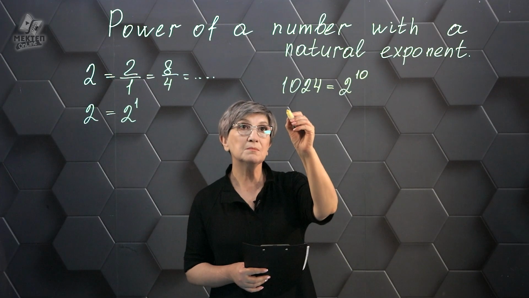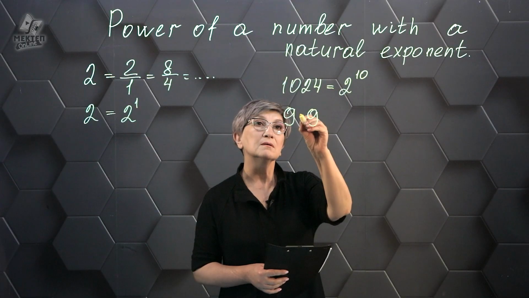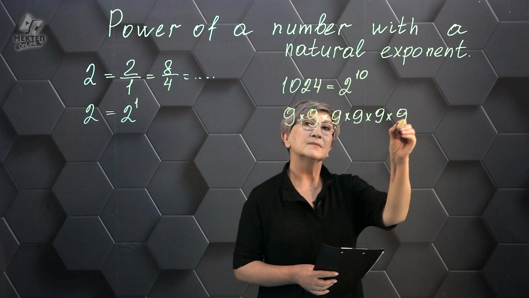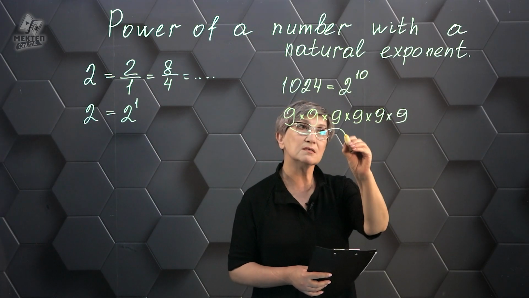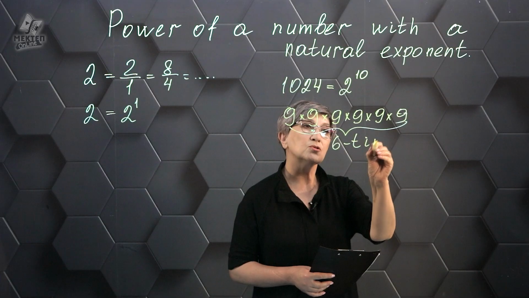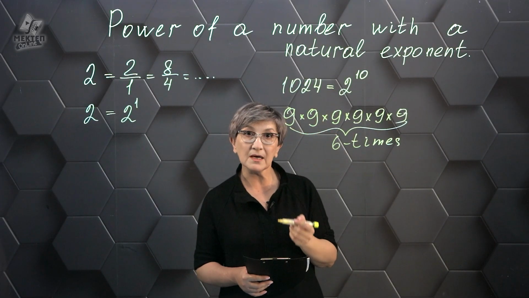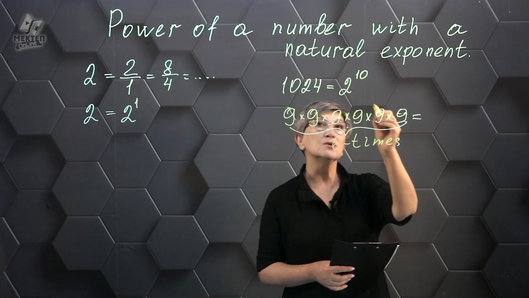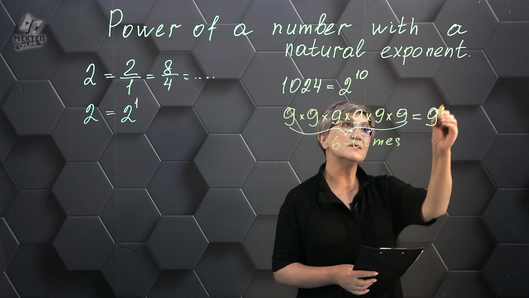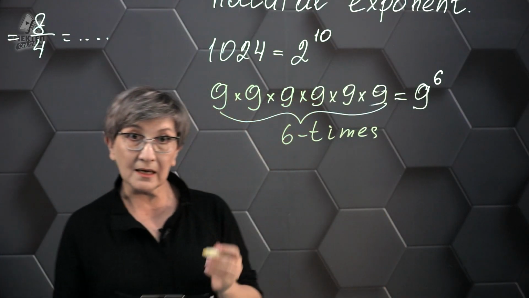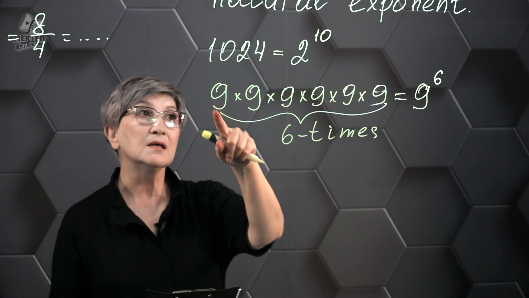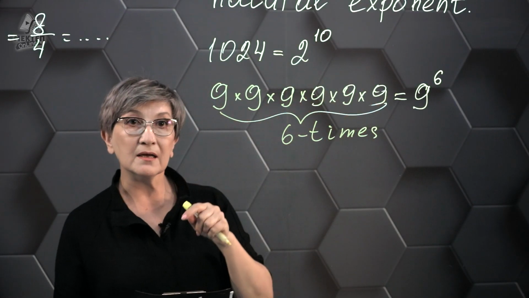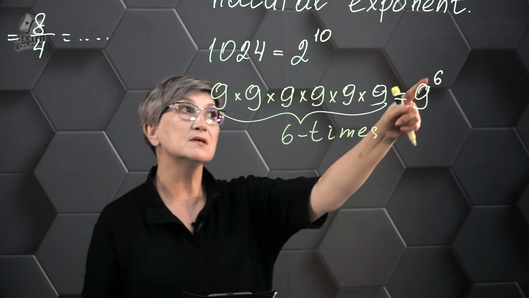For example, if we have 9 times 9 times 9 times 9, 1, 2, 3, 4, 5, 6 times, then I can write down the value of that expression as a number to some degree and not calculate the value of that expression, but write down that this product is 9 to the power of 6. This is exactly why we will learn to find the value of some number in degree or write the product of some numbers as a number to a power.